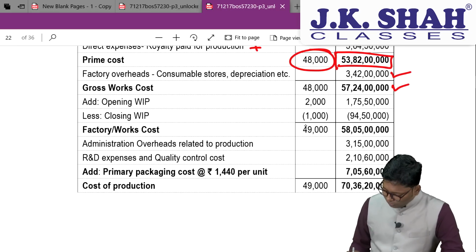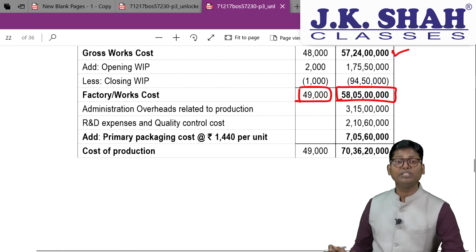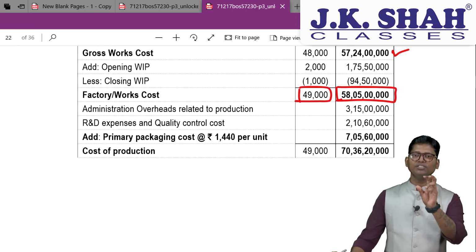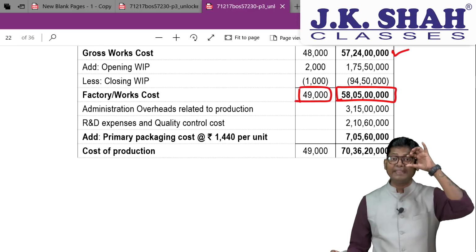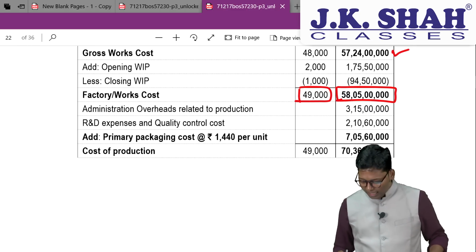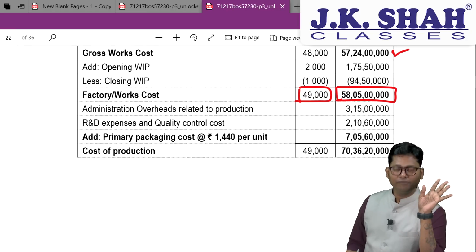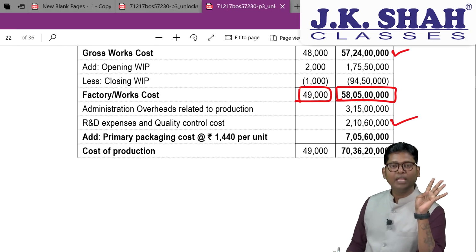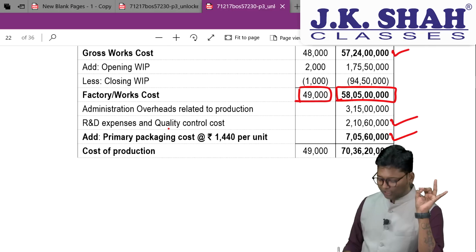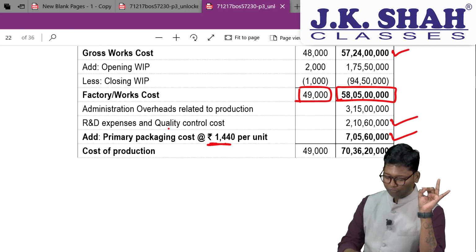Once opening and closing stock of finished goods is adjusted, you are going to get the factory cost, also called works cost, and works cost has been incurred on 49,000 units. After works cost, 5 items we generally record. Amongst the 5 items, first is research and development and quality control, both given together. Then we record primary packaging. It is given at the rate of 1440.